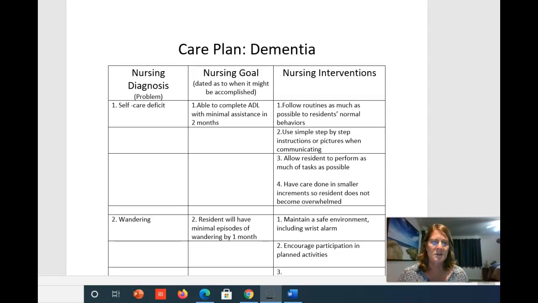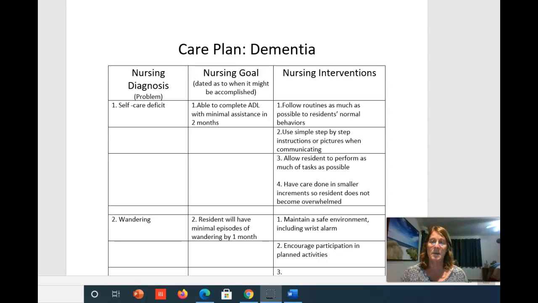So I thought I would start, since we've been talking in this class about dementia quite a bit, I thought I would just show you a real quick, simple little plan for the care plan for dementia. Now, dementia would be the medical diagnosis, not the nursing diagnosis. So the nurse would assess that person and say, what kind of problems does that person have because of that dementia? So one of the problems I put was a self-care deficit.